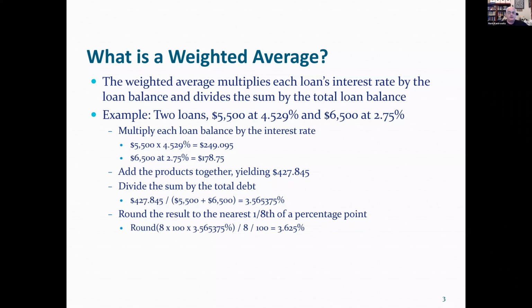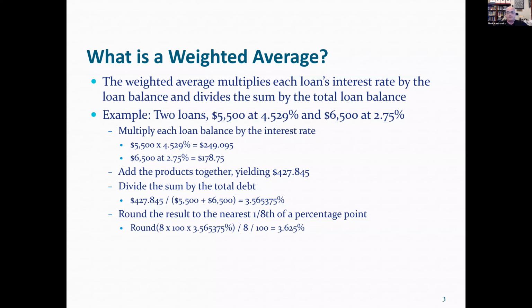Now, this is an example that shows you with two loans, one involving $5,500, the other $6,500, at two recent interest rates on federal student loans. You multiply each loan balance by the interest rate, you add the products together, you divide the sum by the total debt, and that yields a raw interest rate of around 3.56%. Then we round the result up to the nearest 1/8 of a point, which is 3.625%.